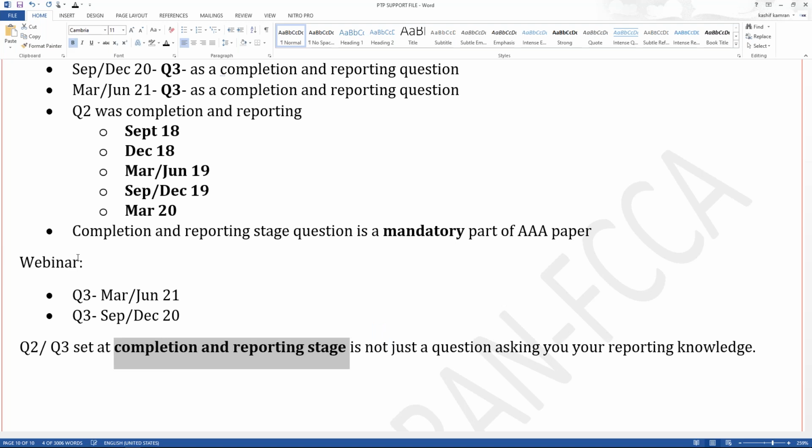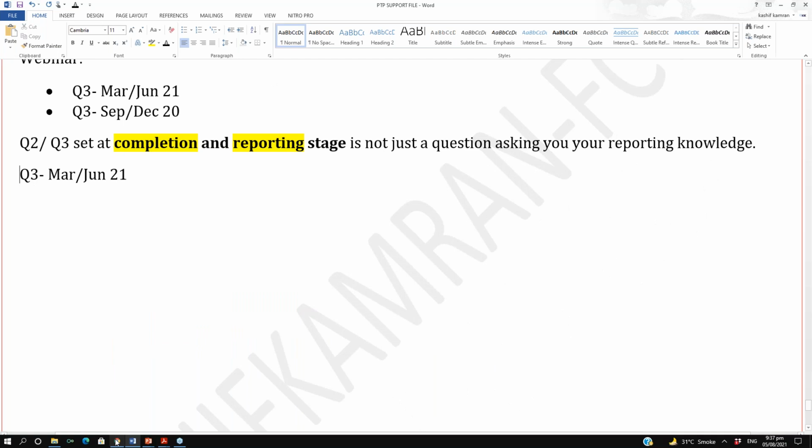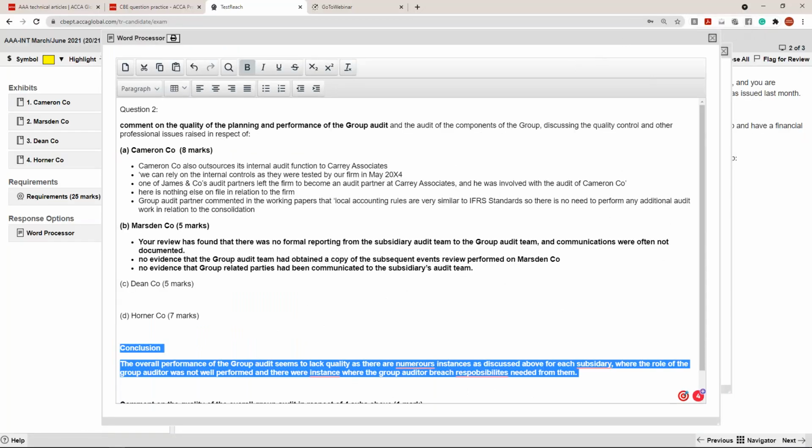So in the 25 marks, there will be certain marks from completion and there will be certain marks from reporting. So it is not just a question which is asking your reporting knowledge. So be very careful, right? Now, if you look at question number 3 of the March-June 21 exams, just to see how diversified that was, and just to be very sure, it was not just a reporting question. Let me show you on the practice platform.